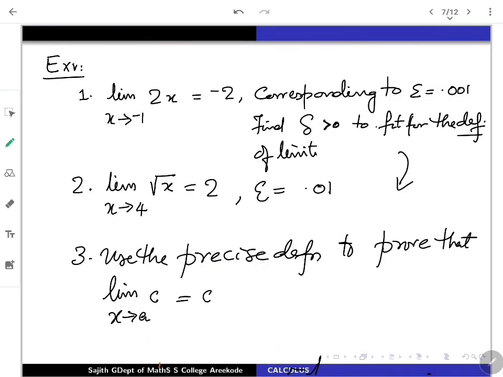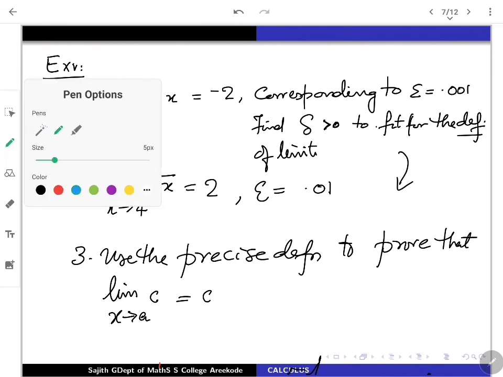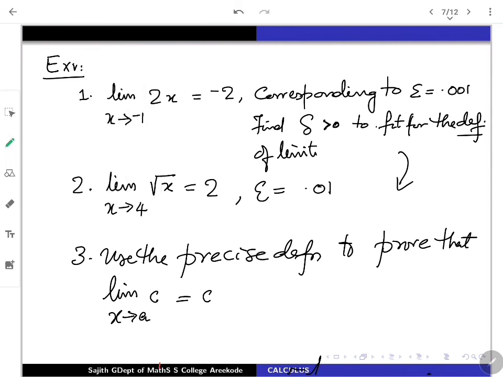Some exercises are very easy. For example, the first exercise is the limit of 2x, where x is nearing minus 1. That is minus 2. This is a polynomial function, so just substitute the value x equals minus 1. That is going to be the evaluation that we know.